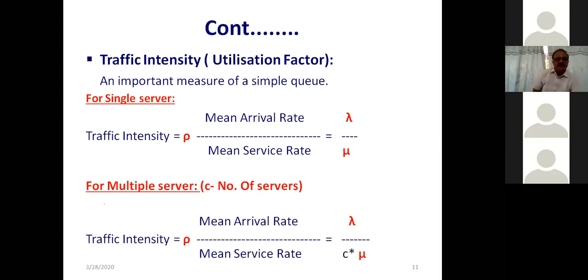Then I have already explained the traffic intensity. It is also called the utilization factor, and it is an important measure of a simple queue. It gives us the number of arrivals, the number of customers present in the queue, or it gives us the queue length. For a single server, the traffic intensity is calculated as lambda by mu, that is mean arrival rate divided by mean service rate. For multiple servers, where the number of servers is equal to C, any constant C, the traffic intensity is equal to lambda divided by C multiplied by mu.